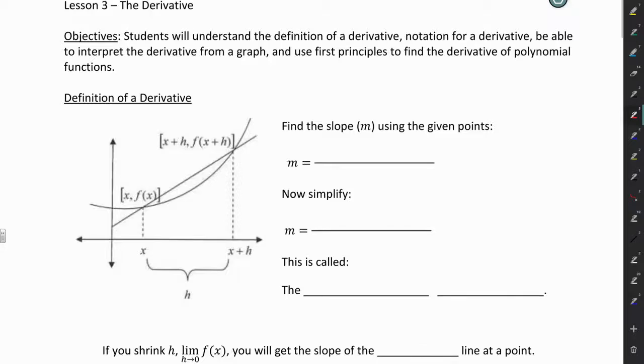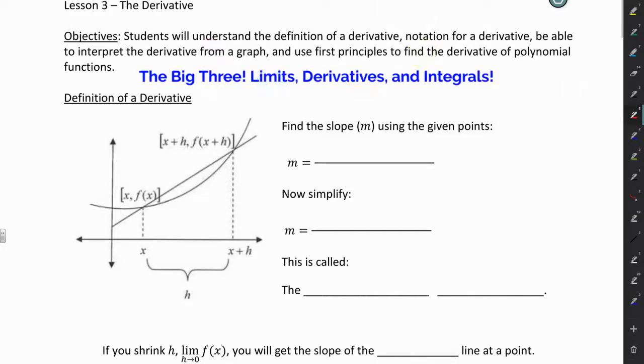Hi everyone, today we're going to be learning about the derivative. And the derivative is one of the big three in calculus: limits, derivatives, and integrals. So this is a really important concept. And the derivative has to do with the slope. So first I want to review a little bit about what you already know about the term slope.